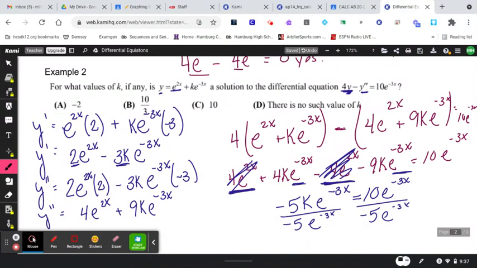And look how nice this is. The 5's cancel. The e to the negative 3x's cancel. So I get k. Those divide into 1. And 10 divided by negative 5 is negative 2. So I think we do end up with a solution that k equals negative 2.